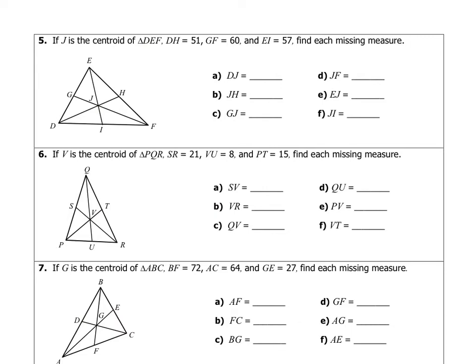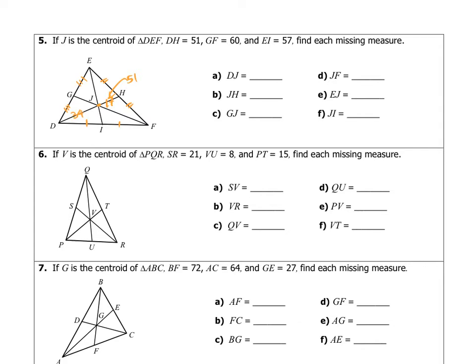These are pretty straightforward. Let me do number 5. So again, J is the centroid, then I know I've got medians and the 2/3 relationship. DH, this whole thing is 51. So DH is 51. Then I have to break it down into 3 parts. So this part has to be 17, and this part is 34, right?